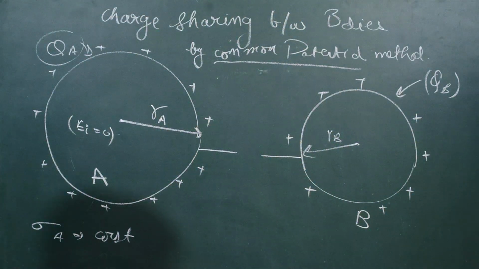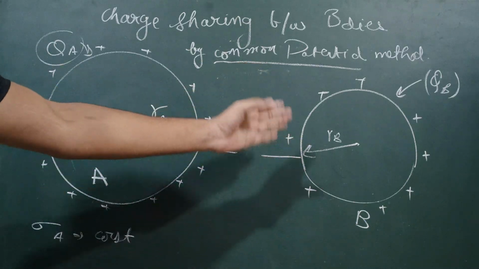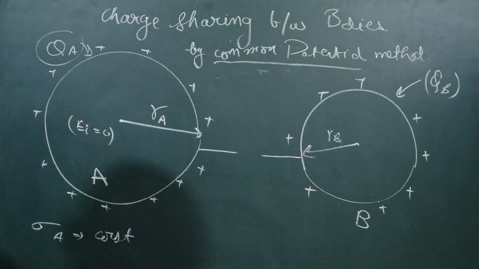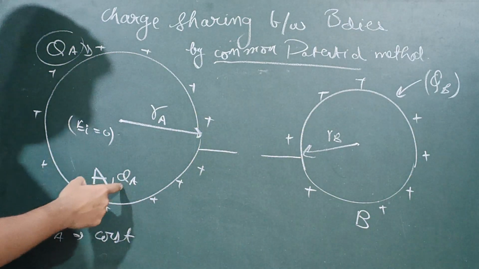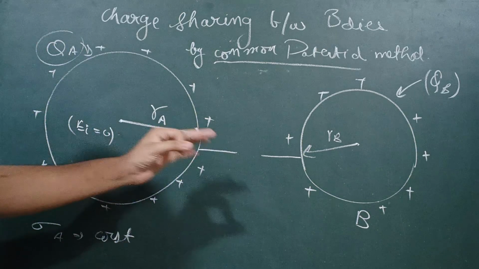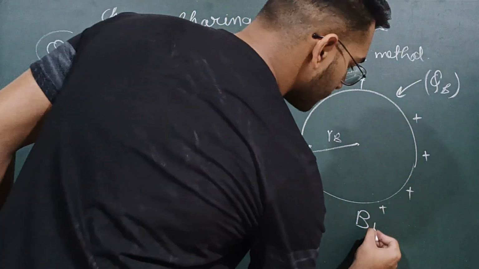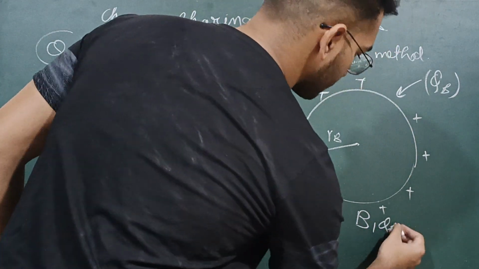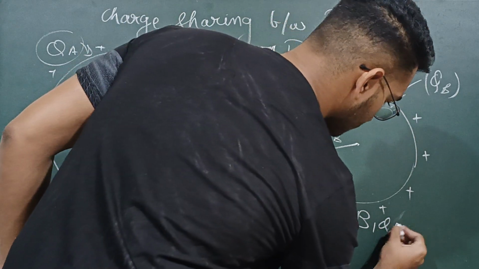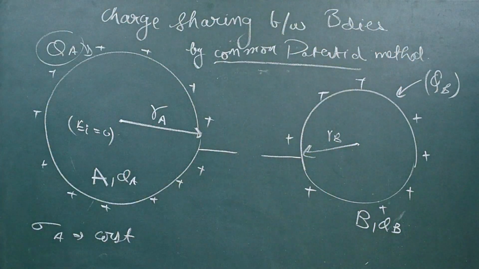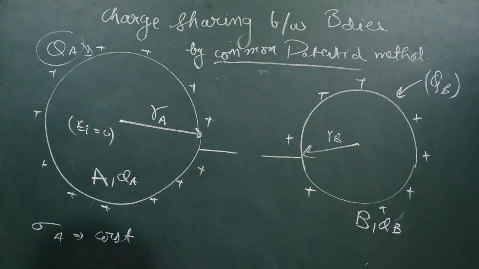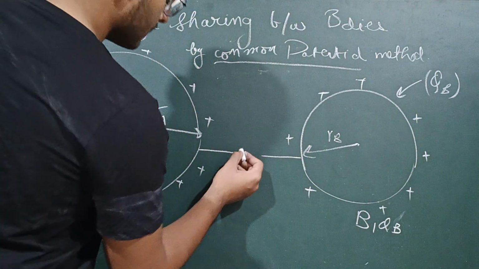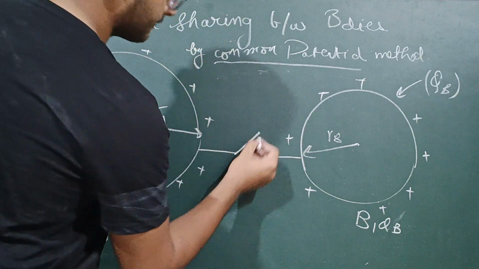So now, this sphere has a charge of QA. I can write it as QA and RA. These are three terms here and three terms there: QB and RB. You're getting my point? Okay. So let us consider a switch here.